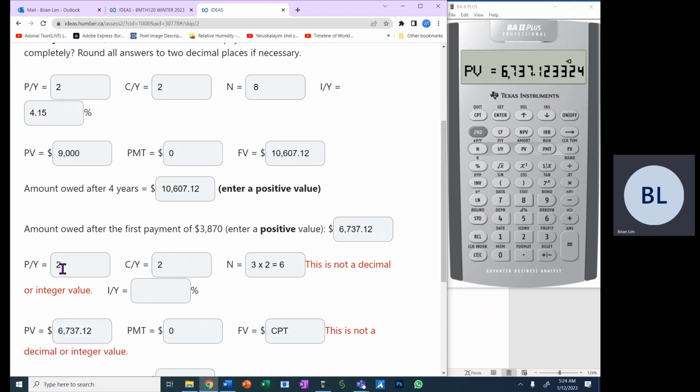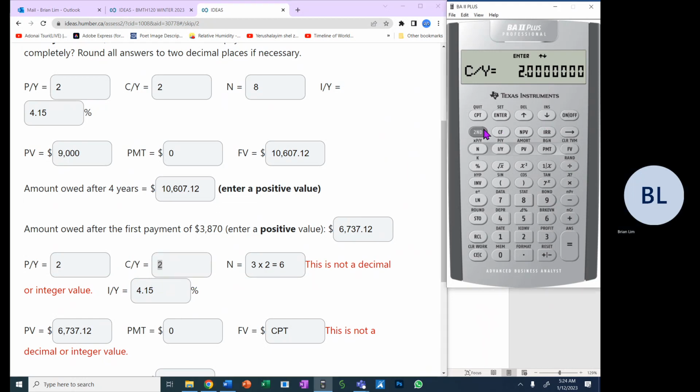All right, so PY and CY, they're 2, and IY retains its value of 4.15. So we could indeed copy and paste if we wish, so there is no error of transmission. So now let's go back. So second IY, and it is still 2, so we need to do no change.